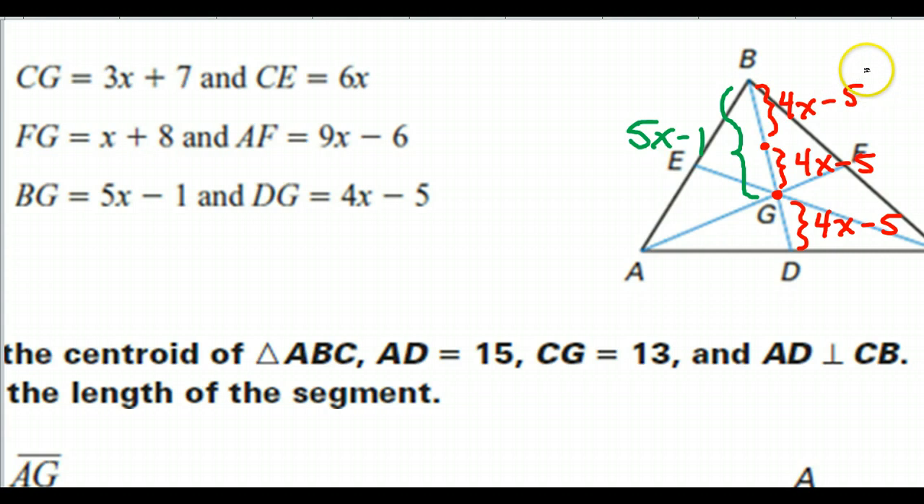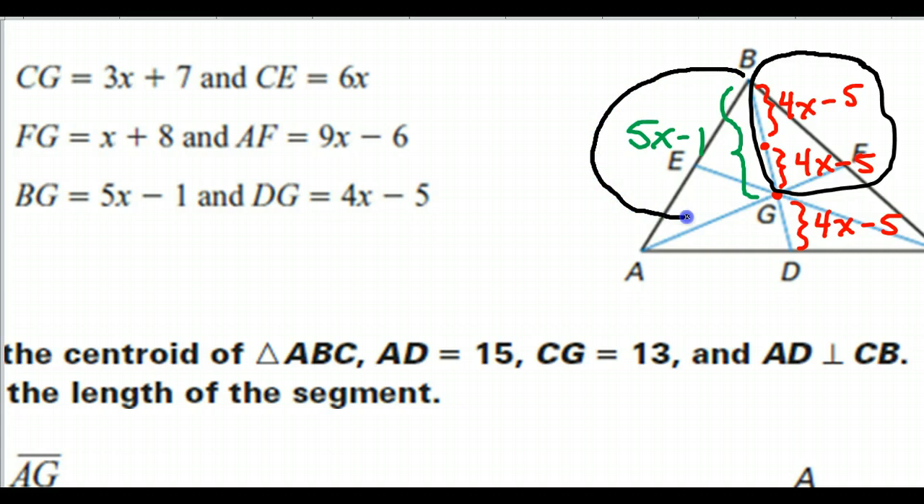Okay, this part shown here in red is the length from B to G, and of course this part shown here in green is also the length from B to G. So the green part here should equal the red part because they're both B to G. So when I go to write my equation, obviously on the left side I'm going to have 5x minus 1.